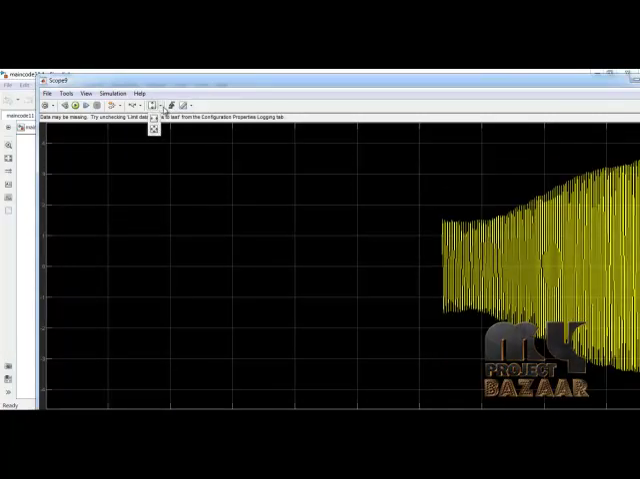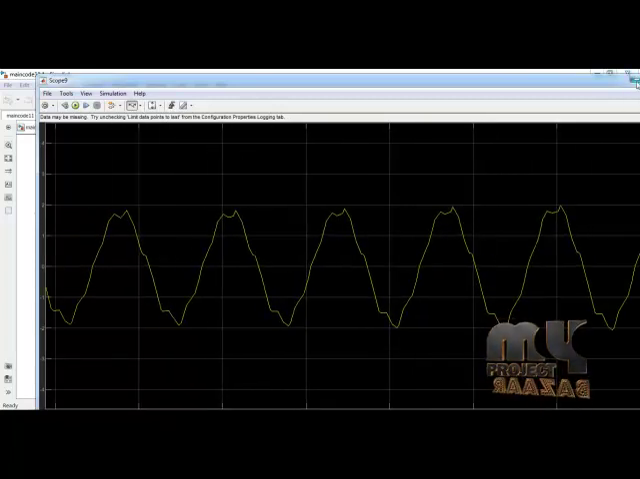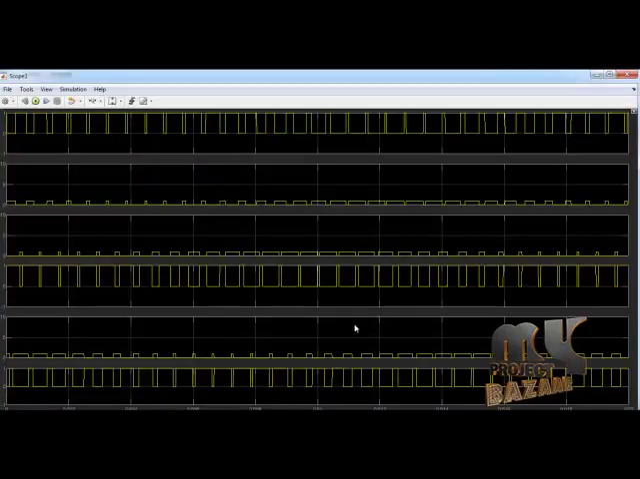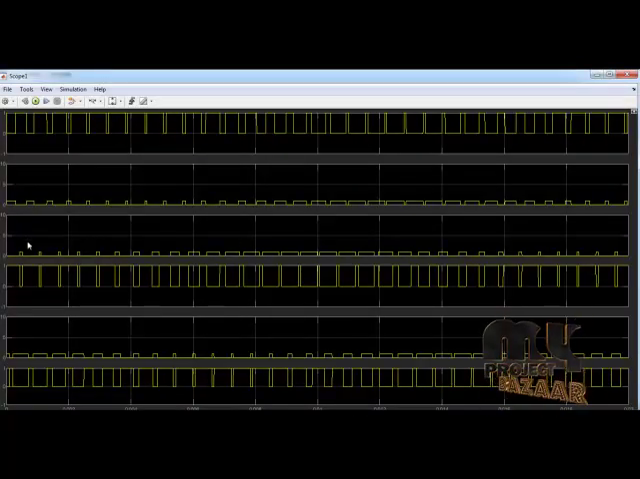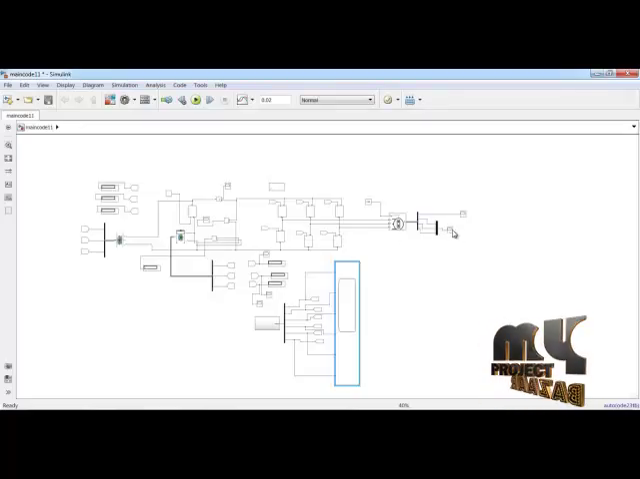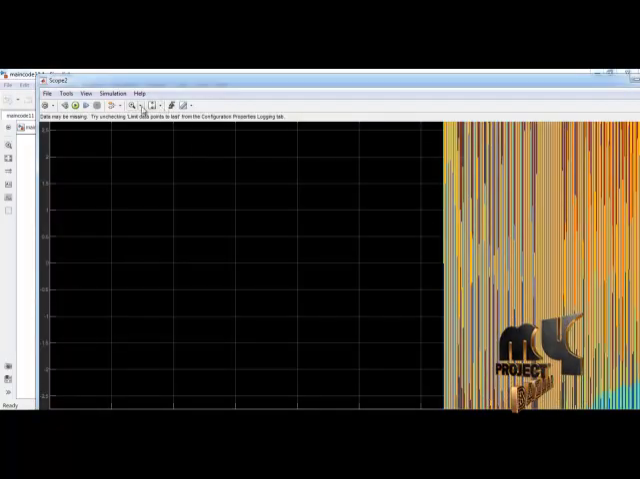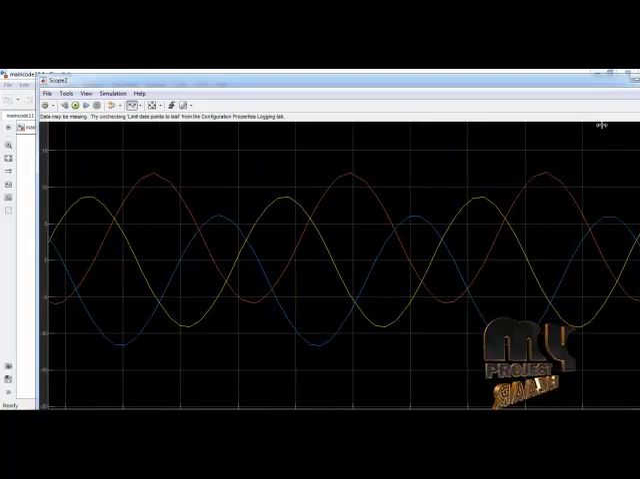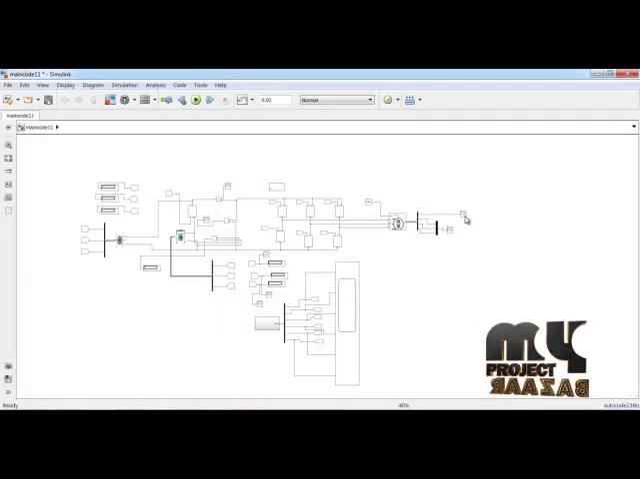This is the output. So this is T1, S1, S2, S3, S4, S5, S6. These switches will be off, these switches will be on, these switches will be on, these switches will be off. This is the process. So this is the pulse generation. This is a 3-phase waveform. This is a torque measurement.